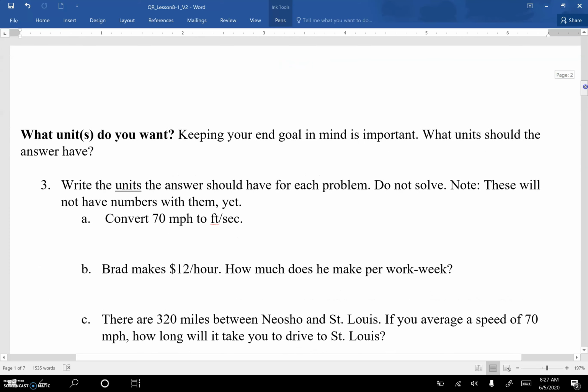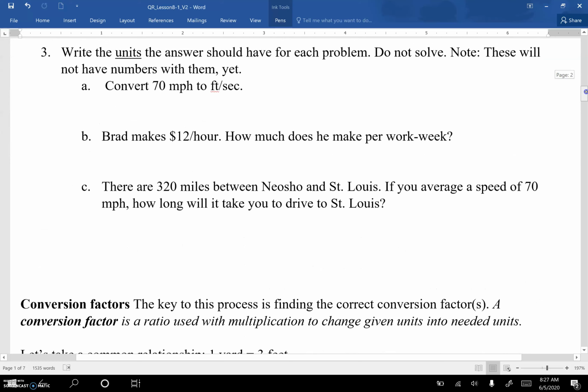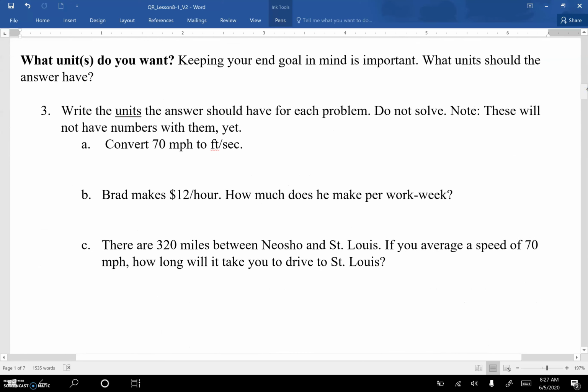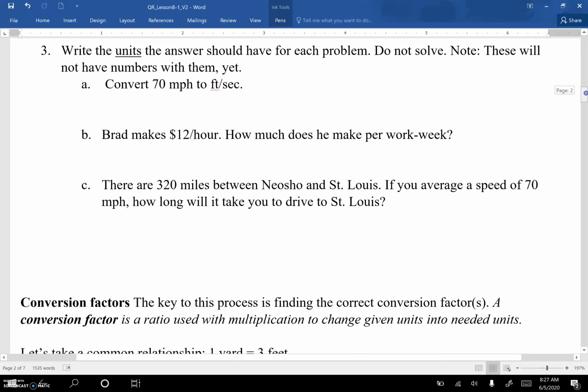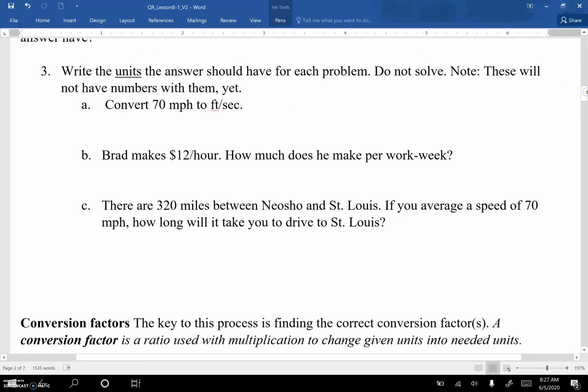Let's go on to question 3. So what units do you want? Keeping your end goal is important, and so, knowing the direction that you're heading is important. So we're just trying to say, well, what are the units I should have at the end? Convert 70 miles per hour to feet per second. Well, that one's already given to us, and so the unit we want at the end is feet over seconds.